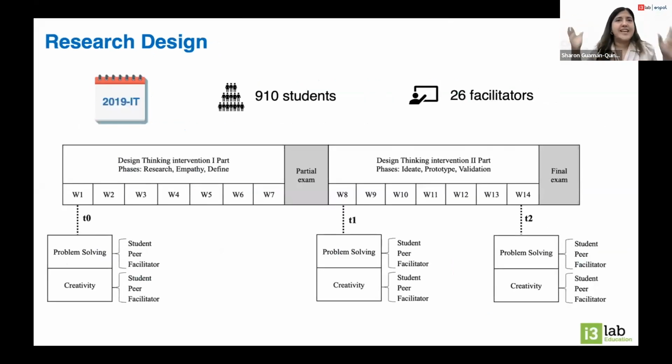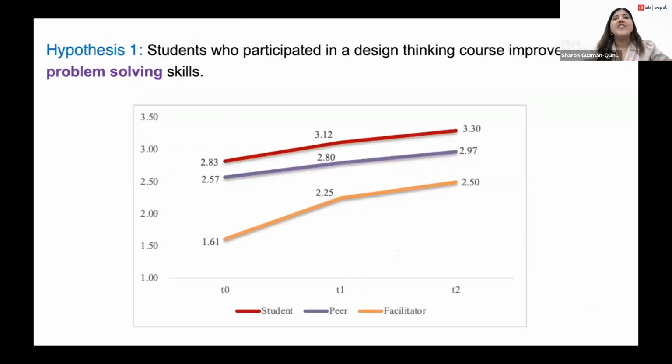So this is briefly how the research design was done. We had this semester and we took data at T0, which was the first week of classes, in the middle and at the end. And we tested students in problem solving and creativity using a case study and rubrics, basically. And this was assessed by the students themselves, peers, and facilitators.